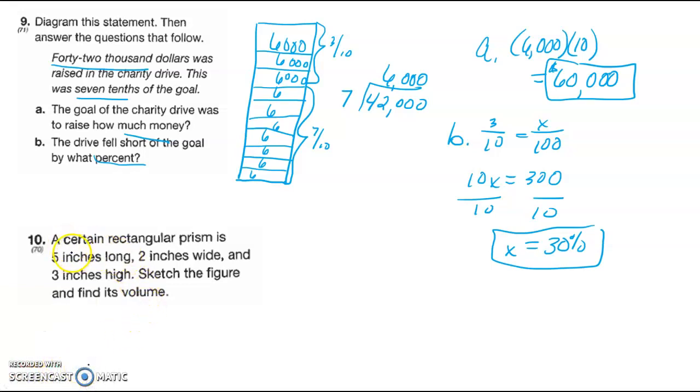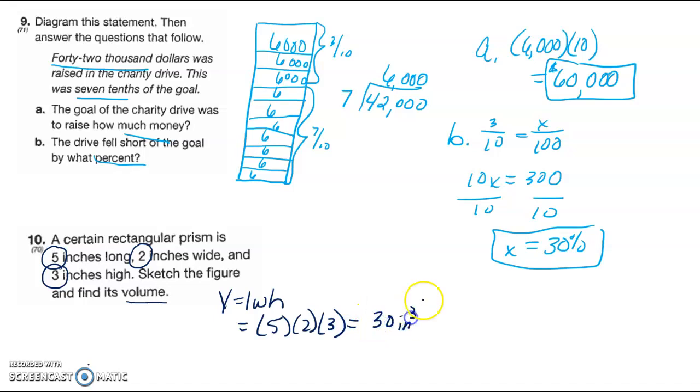Alright, this says a certain rectangular prism was 5 inches long by 2 inches wide by 3 inches high. Sketch the figure and find its volume. I really just wanted you to find the volume. Volume is equal to length times width times height, which is in the back of your spiral. 5 times 2 times 3. 5 times 2 is 10, times 3 is 30 inches cubed. I did not take off for units.